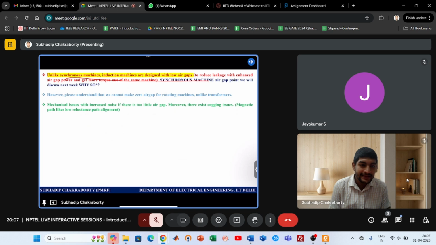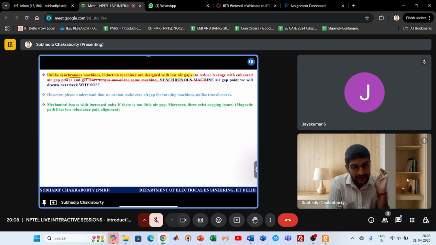Lower air gap does not mean that no air gap. We try to keep the air gap lower compared to that in a synchronous machine. Why, we will discuss in the synchronous machine. But for the time being, please understand that compared to a synchronous machine of similar rating, induction machines have a lower amount of air gap, because we don't want to lose flux. More flux we want and more torque we want.